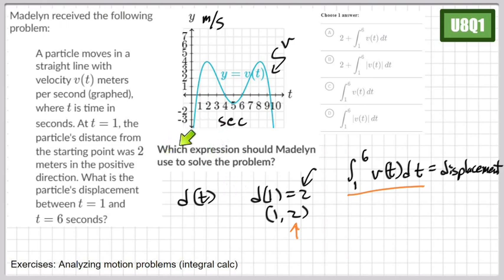So this says, which expression would Madeline use to solve the problem? I can't actually solve this problem, I can't do the integral of v, because this is all I know about v. So it just asks for the answer here. It wants displacement, so this one. All of these are for a different answer. This one is for total distance. This one right here is for new position.